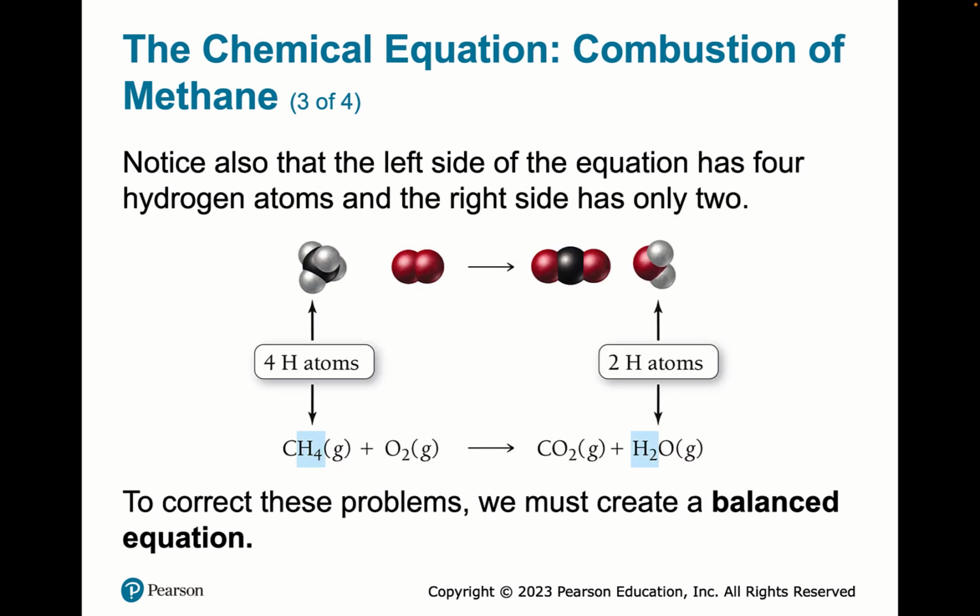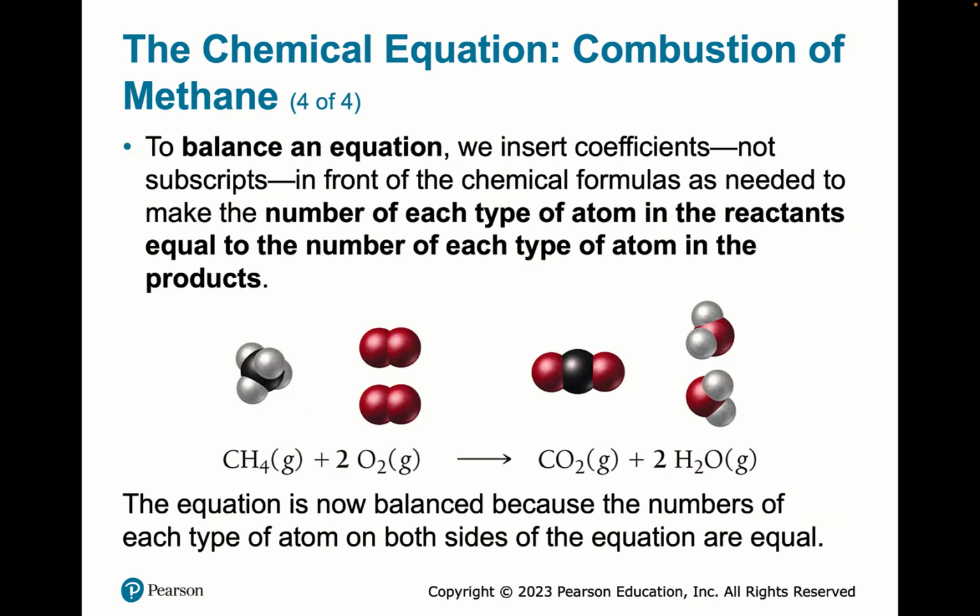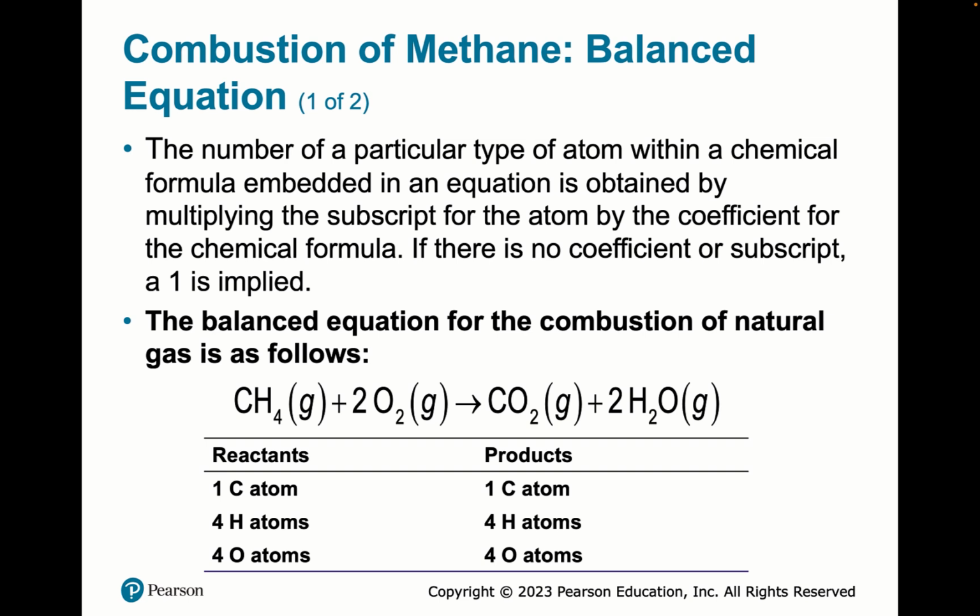So when you balance a chemical equation, you have to make sure that the number and type of atoms are the same on both sides of the equation. This equation is now balanced, and you can see that the number and type of each atom are the same. There are 4 hydrogens on the left, 4 hydrogens on the right, 1 carbon on the left, 1 carbon on the right, and 4 oxygens on the left and 4 oxygens on the right. So this is a balanced chemical reaction.